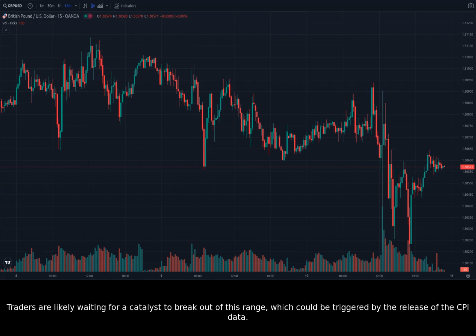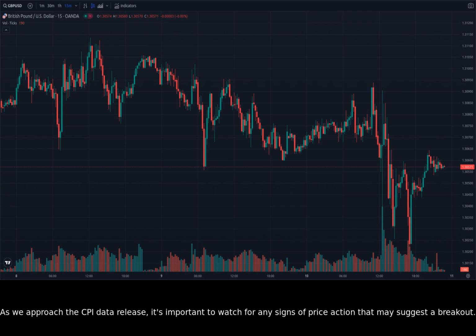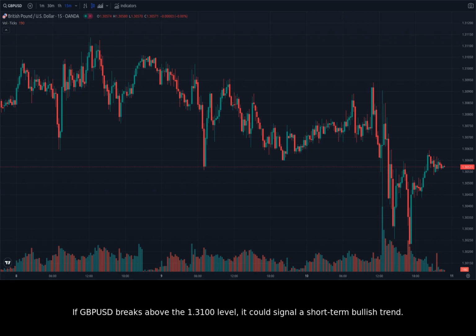Traders are likely waiting for a catalyst to break out of this range, which could be triggered by the release of the CPI data. As we approach the CPI data release, it's important to watch for any signs of price action that may suggest a breakout. If GBPUSD breaks above the 1.3100 level, it could signal a short-term bullish trend. On the other hand, if GBPUSD breaks below the 1.3000 level, it could signal a short-term bearish trend.